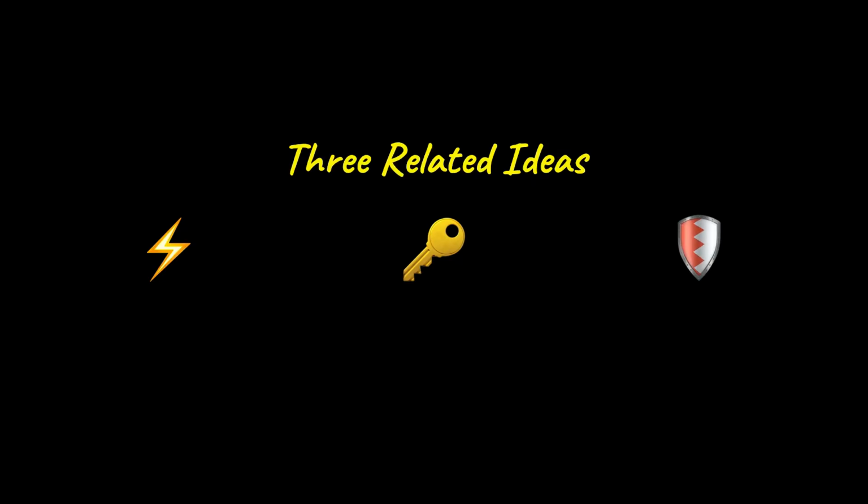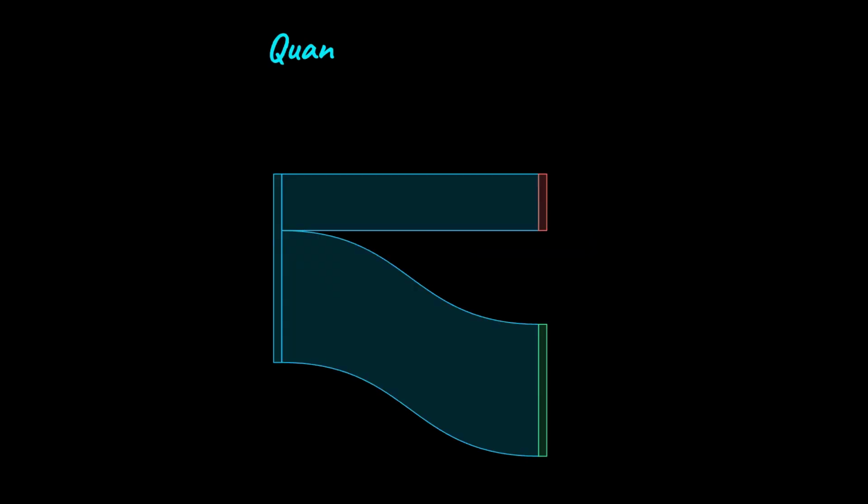Let's untangle them. Quantum computing is a powerful new machine that threatens today's public key algorithms by solving problems like factoring and discrete logarithms exponentially faster. Quantum cryptography uses quantum physics, usually photons, to distribute keys securely. Post-quantum cryptography is ordinary math run on classical computers, designed to resist quantum attacks.